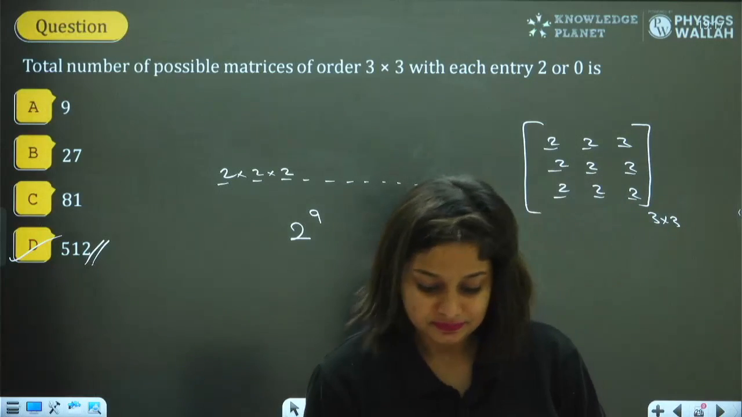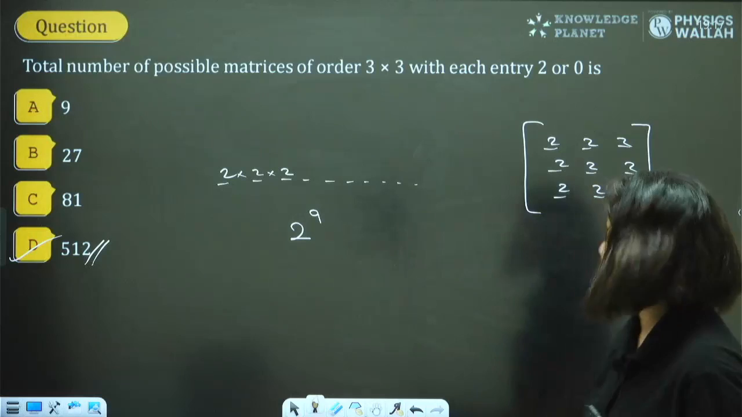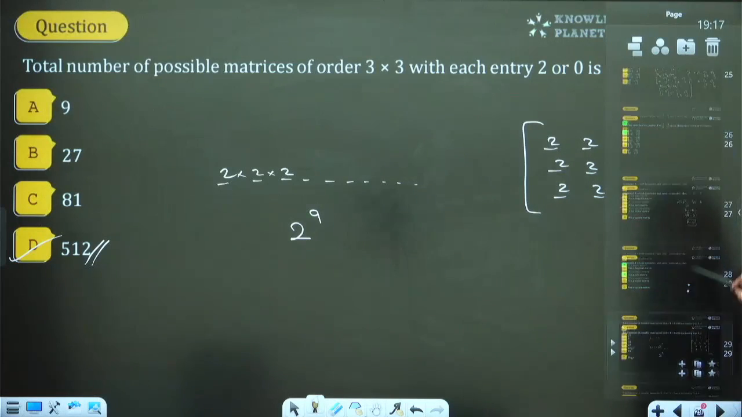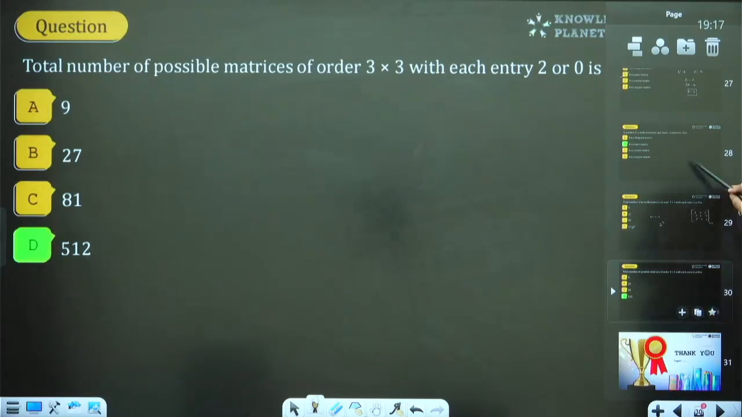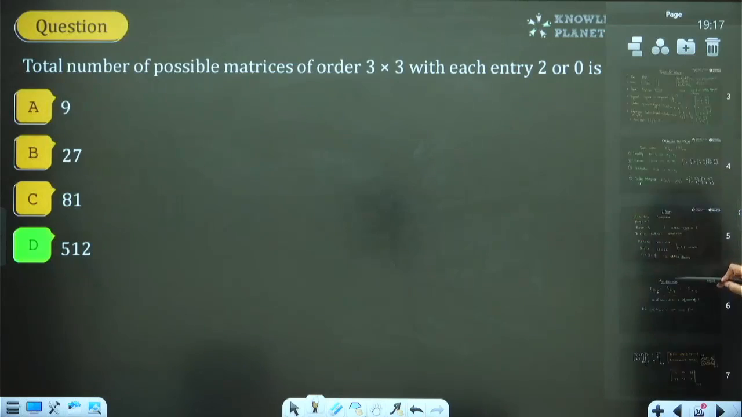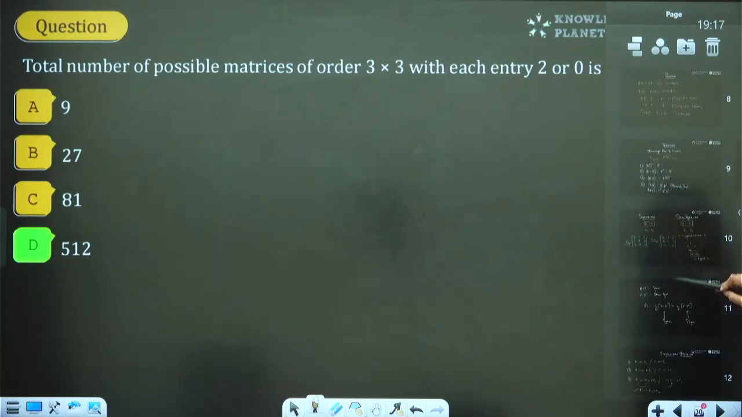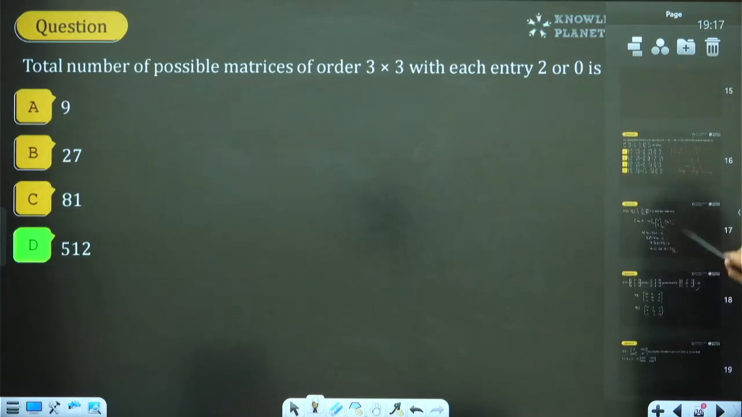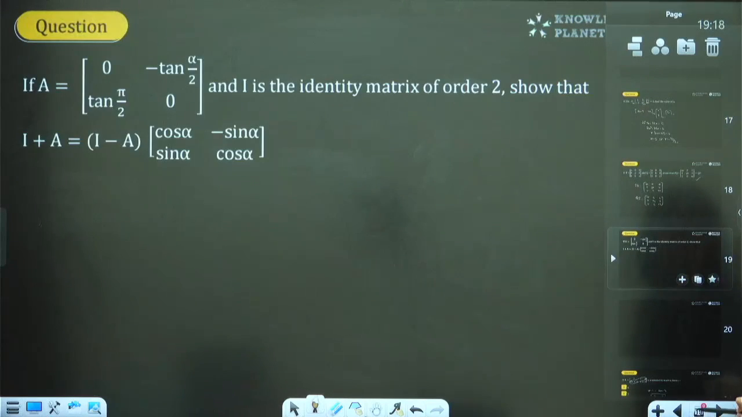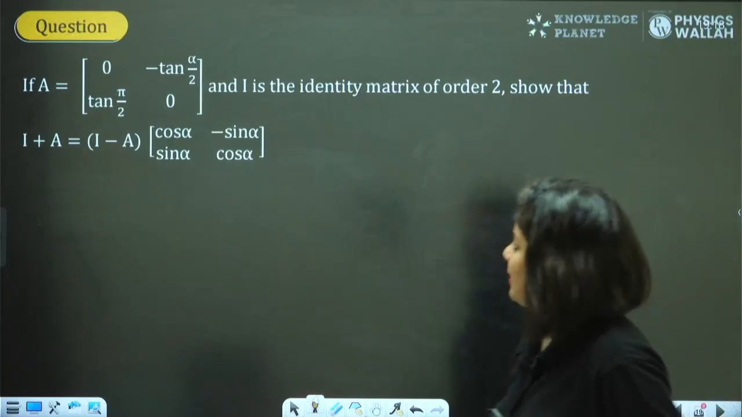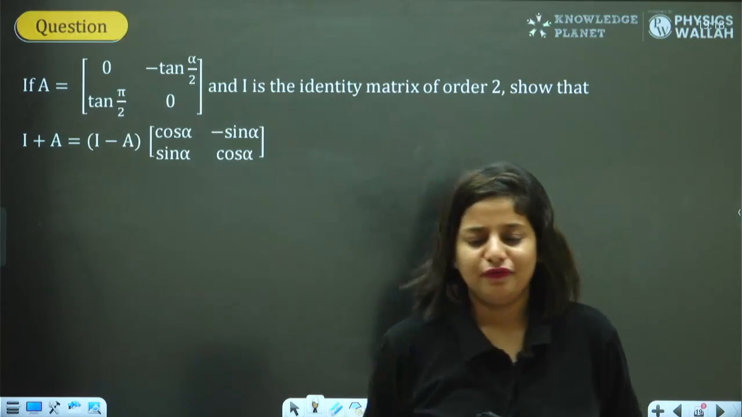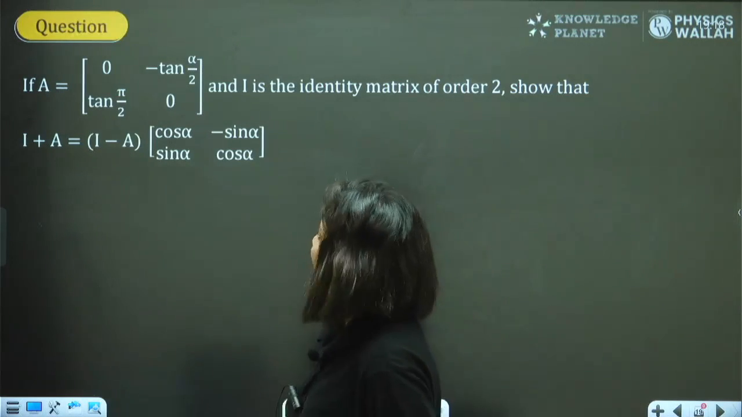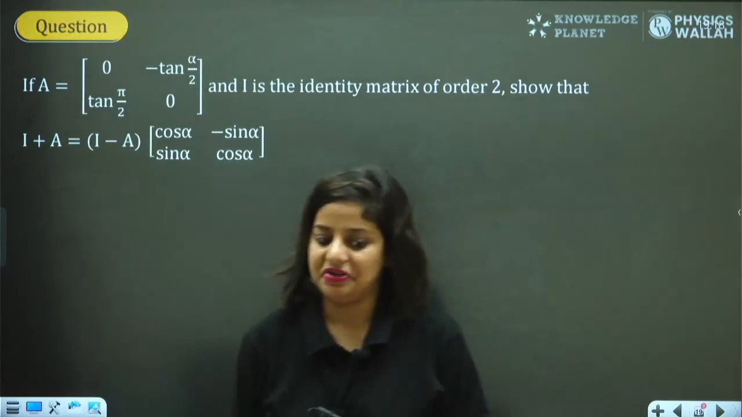Got it? Do you want to do one interesting question, because then I am done. The answer to this was the last one which I left. I won't be able to sleep well if I don't share with you guys. I want to solve that question. Here it is. A is given and I is the identity matrix.